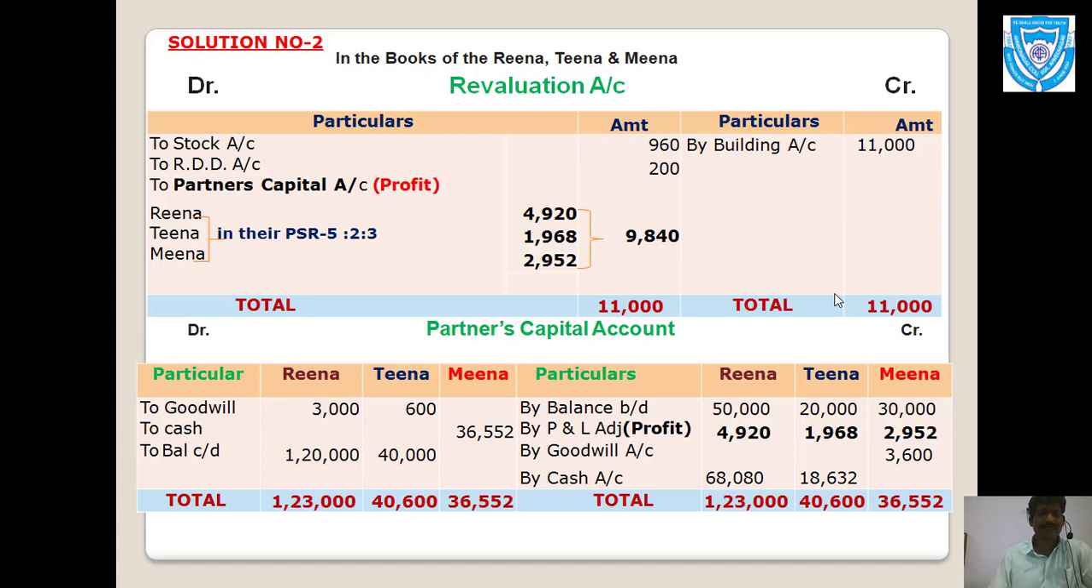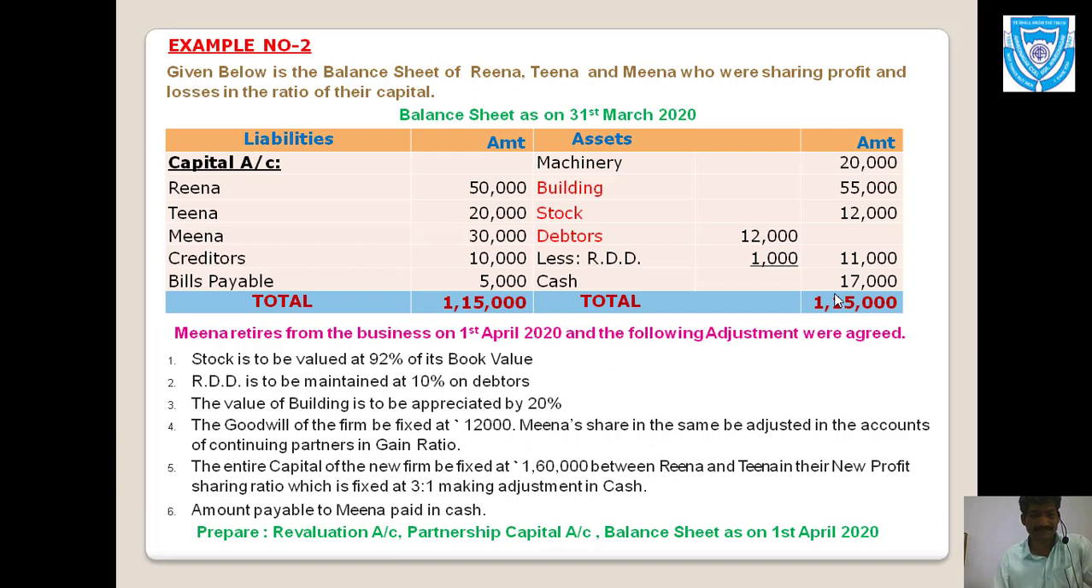Then it is debited to partners' capital accounts, but only to Reena and Tina, to goodwill account rupees 3,000 and rupees 600. That means this adjustment is completed.